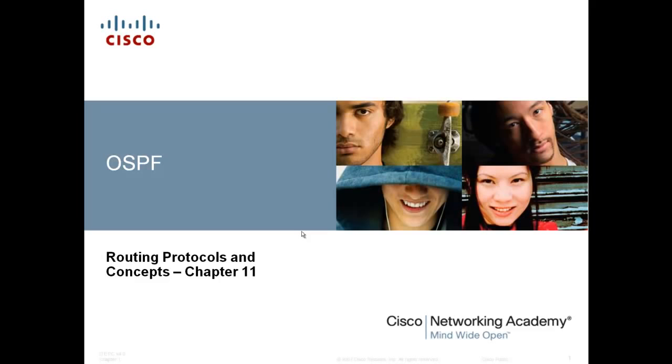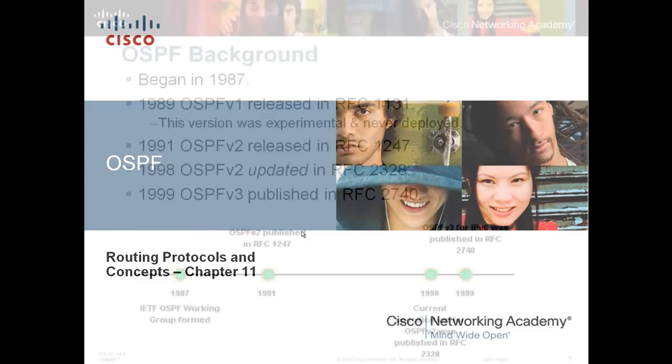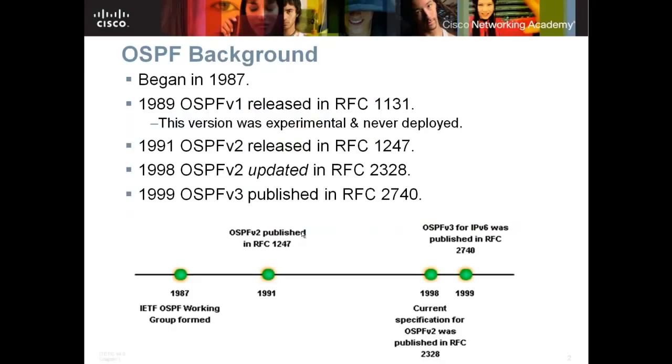Alright, OSPF, obviously, open shortest path first. Last chapter in our book. 1987, there were some different versions, and obviously now we're running version 3. But you don't have to do anything different. You just put on OSPF. It's not like RIP, where you actually have to physically go in there and change the version number.